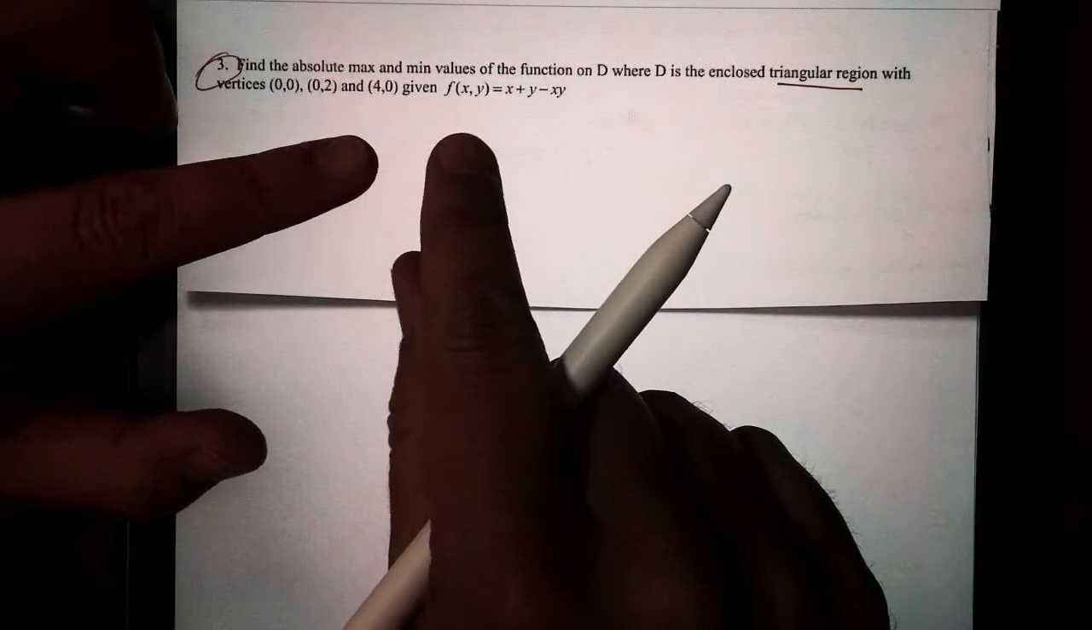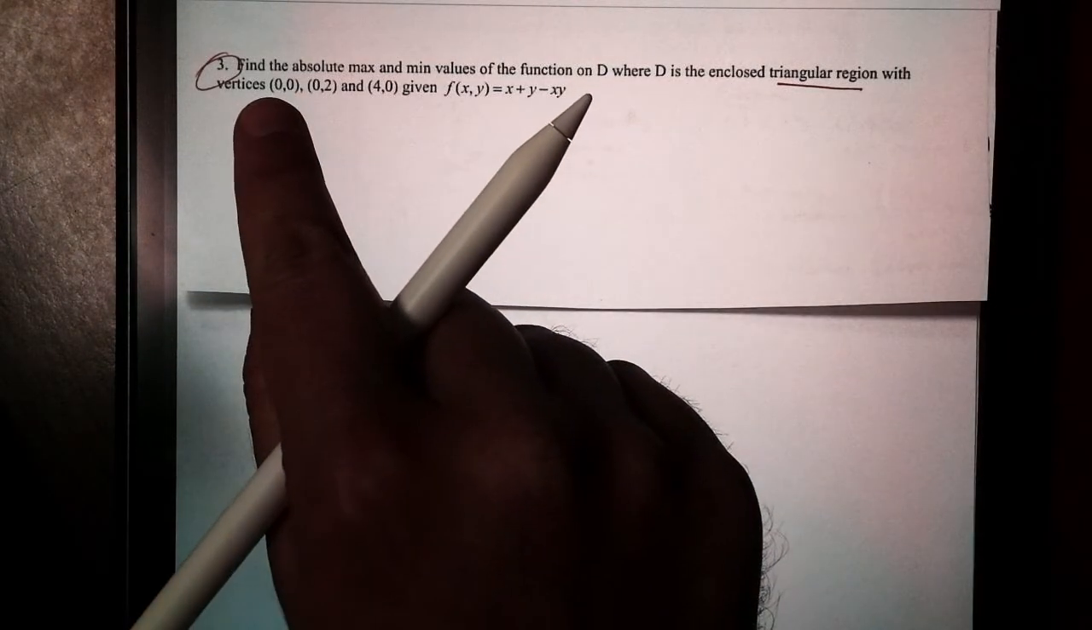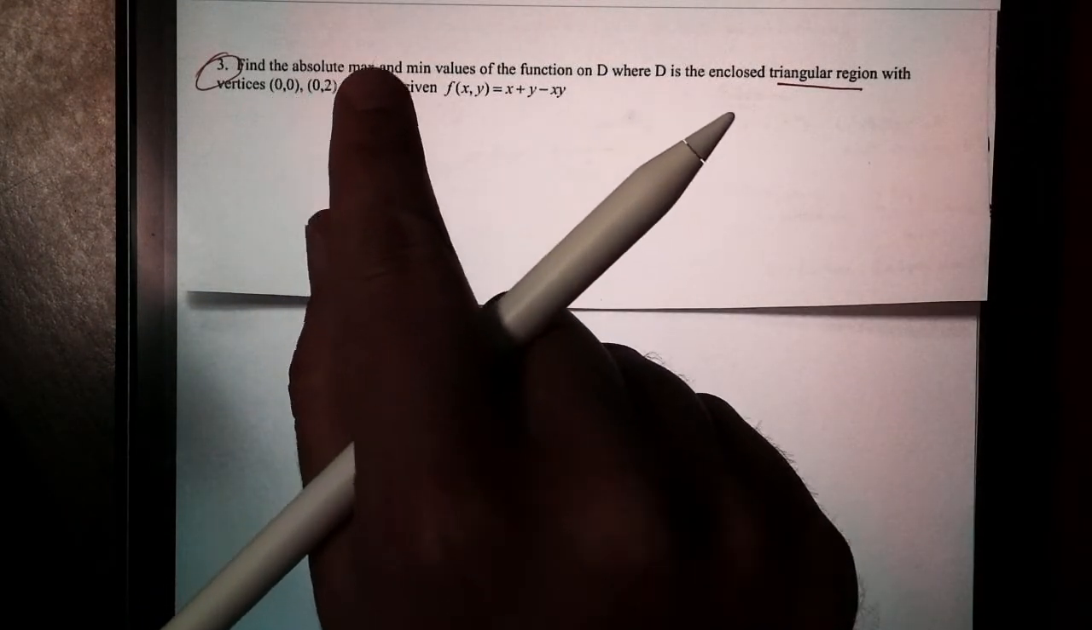Hello there. Welcome back. We're going to continue our discussion with finding extrema, extreme values on a function by using multivariable functions, so looking at a three-dimensional surface. Today we're going to look at finding the extrema, though, if we have a triangular region given by, let's say, the vertices (0, 0), (0, 2), and (4, 0).